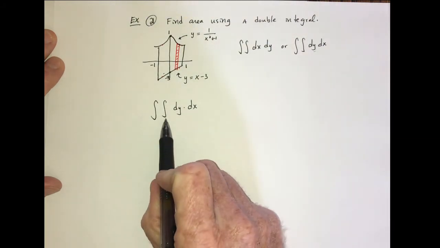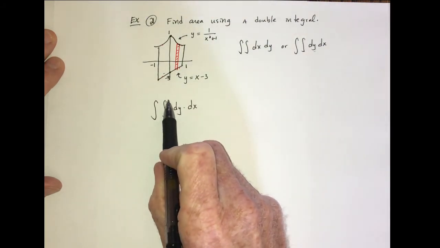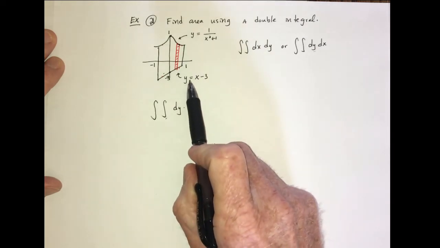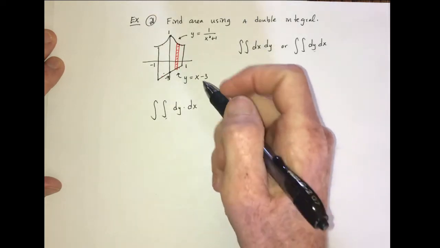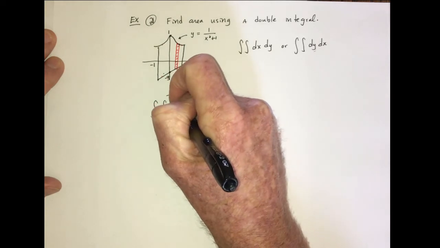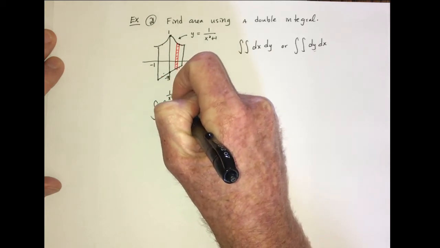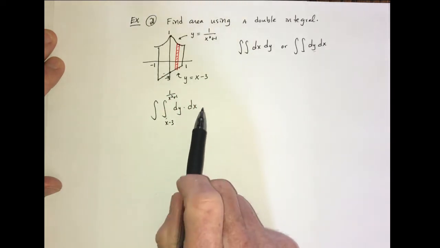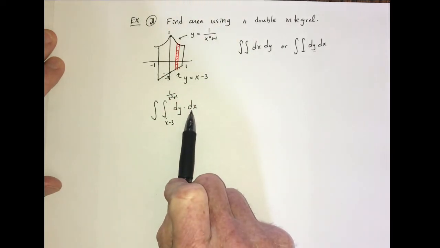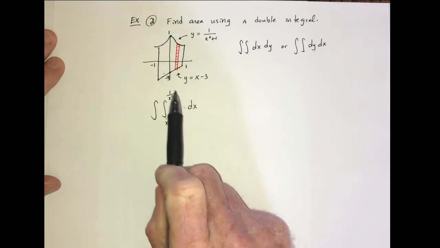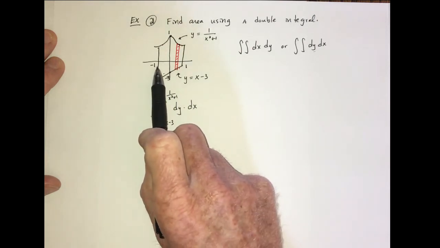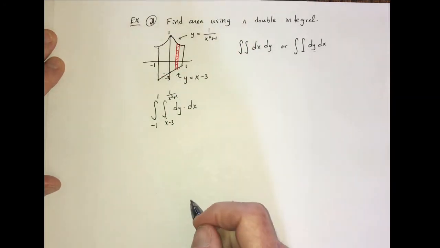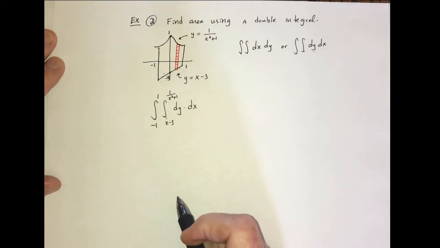And then right here for the limits, we need to put what y equals. So that's nice because it's already right there what y equals and what y equals. So on the top, it's 1 over x squared plus 1. And on the bottom, it's x minus 3. And last, we need to put what x goes from and to. So from -1 to 1. And then go ahead and integrate.